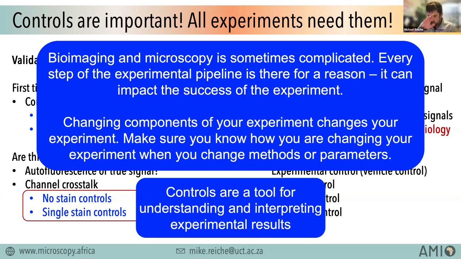I've just put up this text here because I want to reinforce that microscopy is complicated, and every single part of your experiment exists for a reason. And if you change any part of your experimental pipeline, you're changing the results at the end of it. You need to understand how you're changing that, and that helps you understand how you should interpret that data. So controls are the tools that we need to understand and interpret our experimental results.